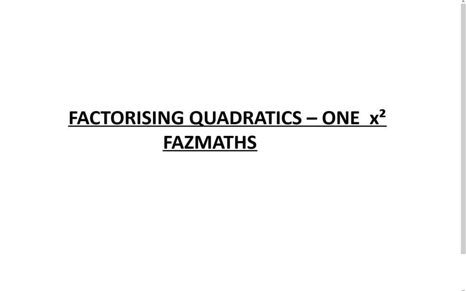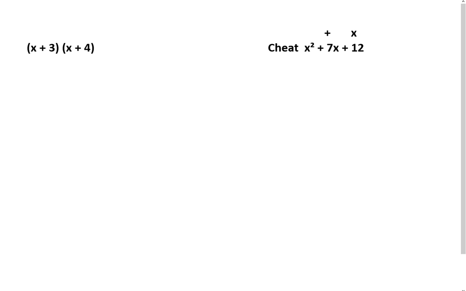In my previous video on expanding double brackets, I mentioned a cheat's way of expanding before working it out. So if you're asked to expand x plus 3 times x plus 4, you know that it's going to be x squared, and then you add your 3 and 4 and you get 7, and that's what's attached to the x. And then you multiply your 3 and your 4 and you get 12.